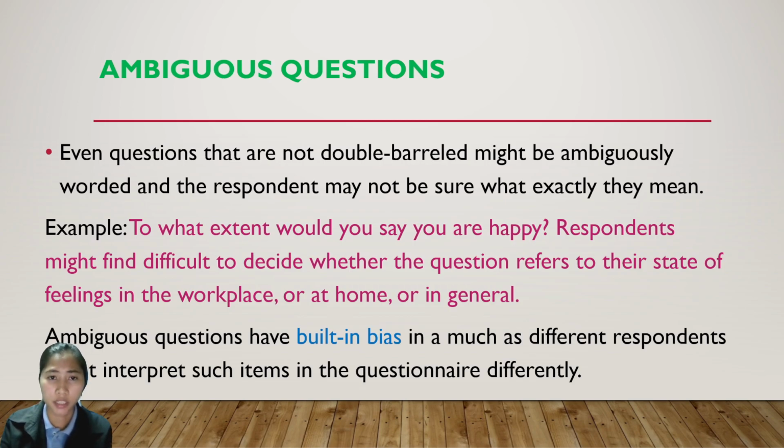Example, to what extent would you say you are happy? Respondents might find it difficult to decide whether the question refers to their state of feelings in the workplace or at home or in general. Ambiguous questions have built-in bias inasmuch as different respondents might interpret such items in the questionnaire differently.